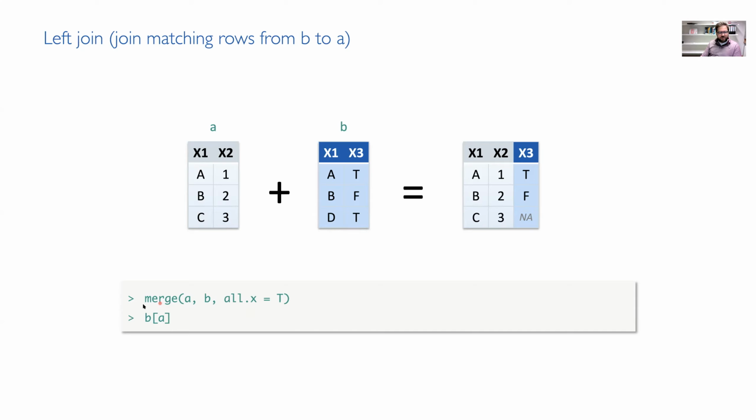And in R, or in this data table framework, this is done by the function merge that takes two tables. The left join is then specified by saying that all X, so all entries in the first column, should be taken. There's also a short notation for this joining, and that's just when you index one data table by another data table. So it's a very compact syntax for performing a very complex operation.